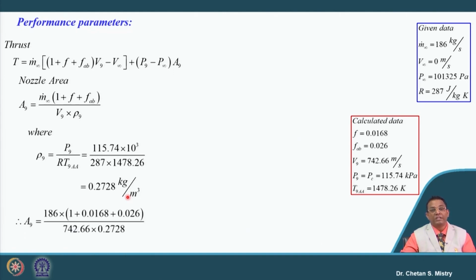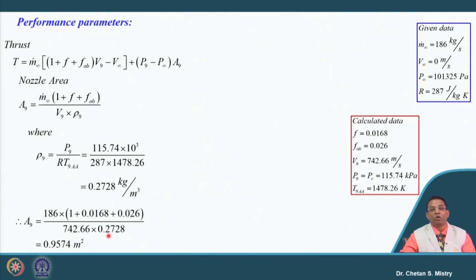Once the density is known to us, we can calculate our area. If we put in our mass flow rate, F value, FAB value, our exit velocity and our density, then the area comes to 0.9574 meter square. So, this is the area of the nozzle at the exit.